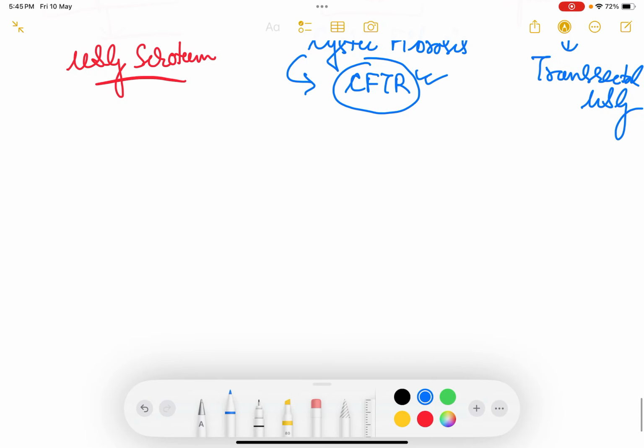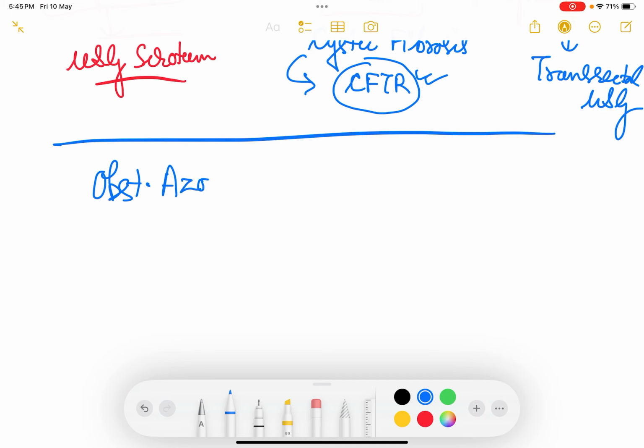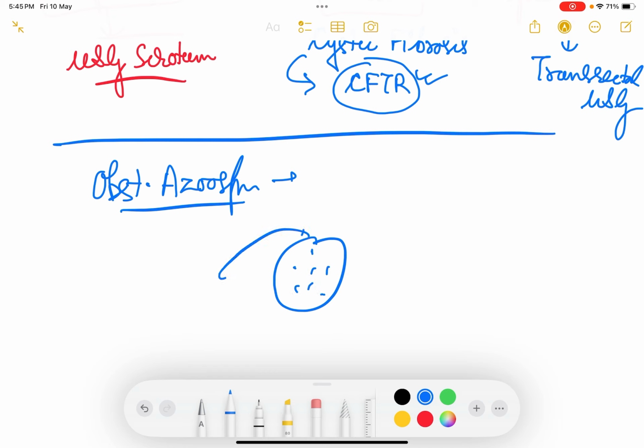Now what will happen if you have an obstructive azoospermia? If your patient has obstructive azoospermia, it means the testis is producing the sperms properly, but they are not coming out. In this case, you can directly take the sperms by introducing a needle into the testis. A needle is introduced into the testis and all the sperms are taken directly, and then we go for in vitro fertilization, that is, fertilization in the outside environment. So what is this process called? This process is called TESA. What is TESA? Testicular sperm aspiration.